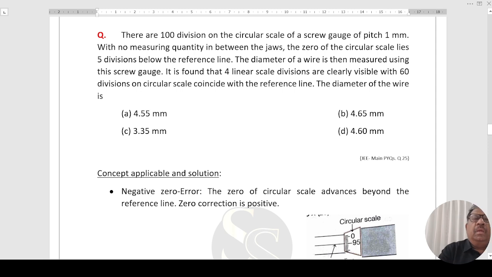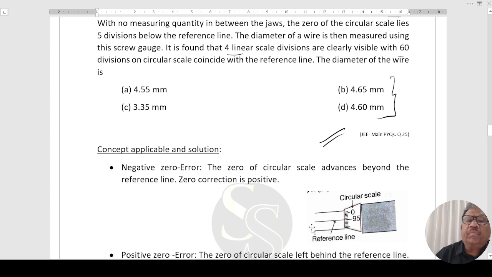Question is, there are 100 divisions on the circular scale of a screw gauge of pitch 1 mm. With no measuring quantity between the jaws, the zero of the circle lies 5 divisions below the reference line. The diameter of a wire is then measured using the screw gauge. It is found that 4 linear scale divisions are clearly visible and 60 divisions on the circular scale coincide with the reference line. Diameter of the wire is, four options are given to you. One of the options is correct. Question is taken from JEE Main PYQs.